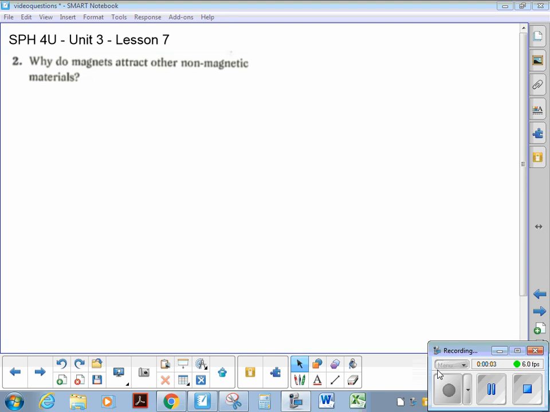Hello, I've had a question in for you, Physics, Unit 3, Lesson 7, question number 2. Why do magnets attract other non-magnetic materials?